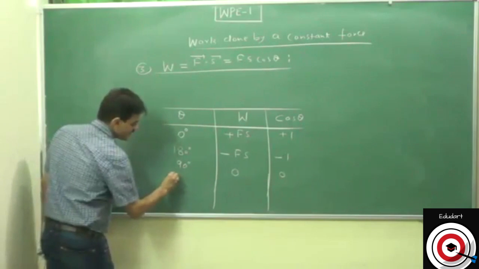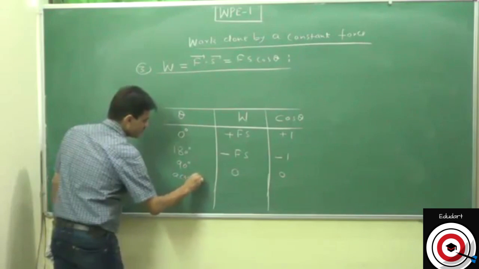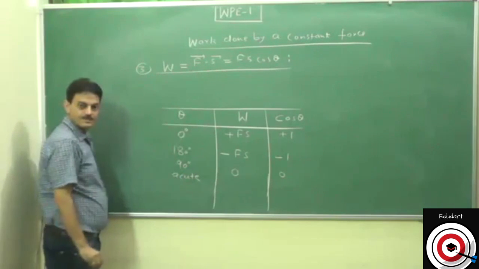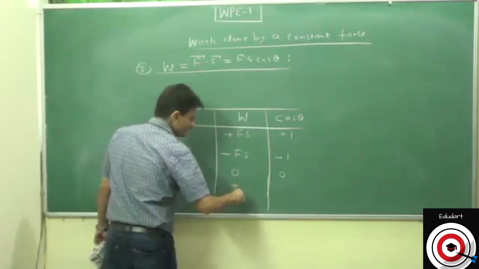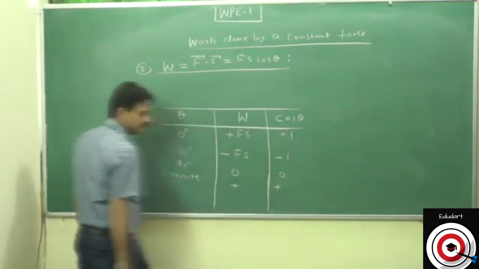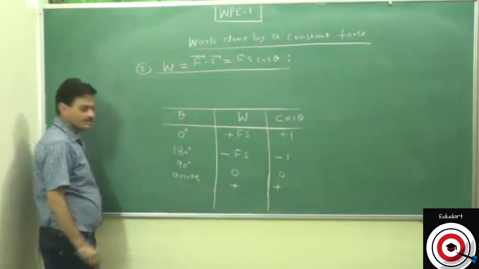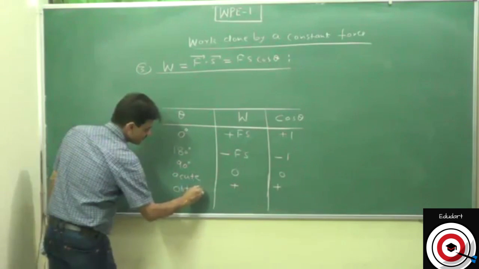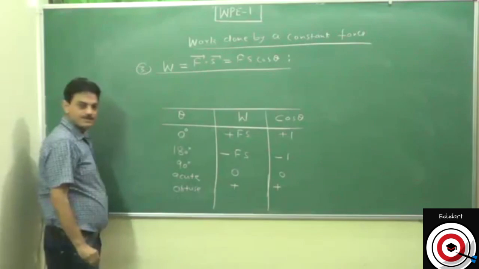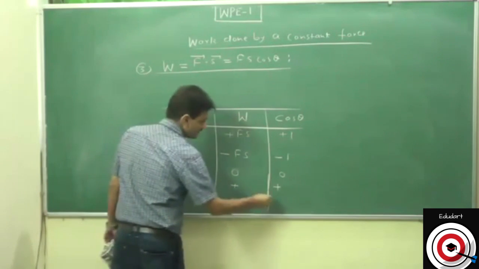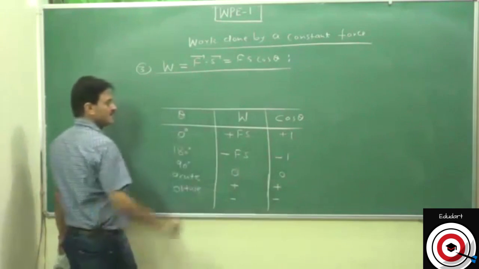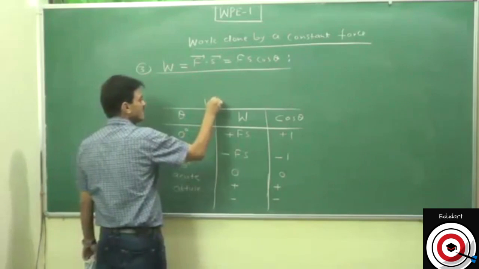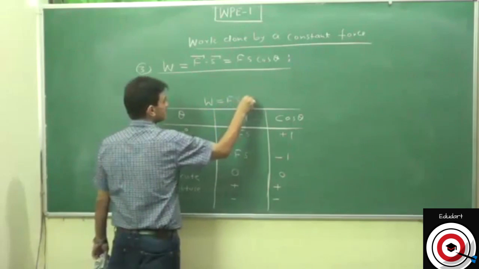If theta is acute, then work done is positive, because cos theta is positive. If theta is obtuse, then work done is negative, as cos theta is negative, and the general formula is W equal to Fs cos theta.